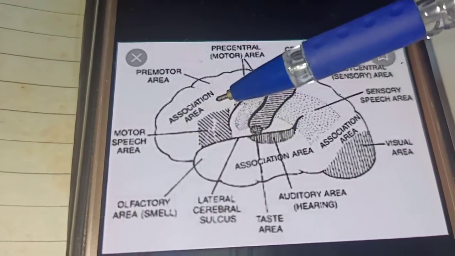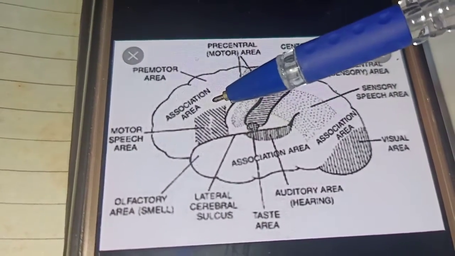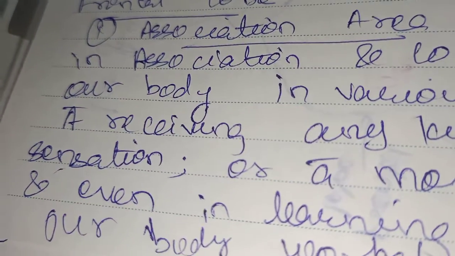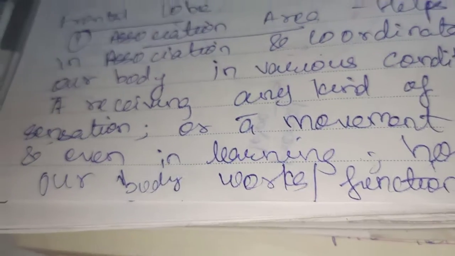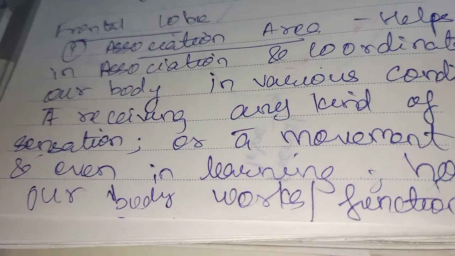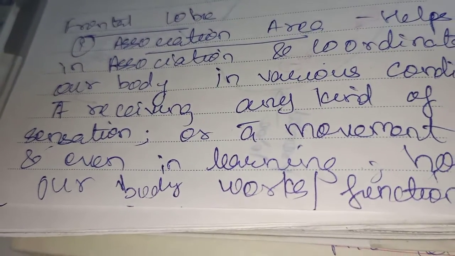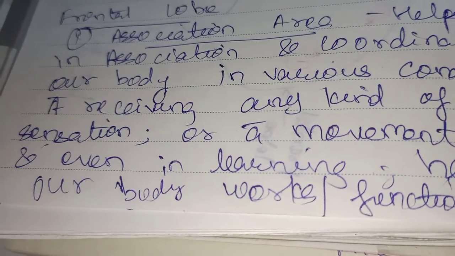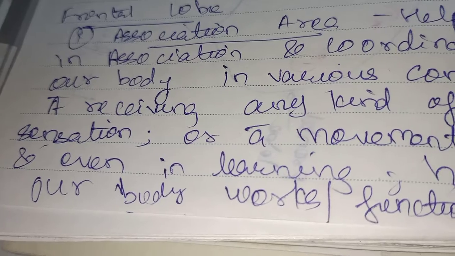The association area helps in association and coordination of our body in various conditions, after receiving any kind of sensation, after movement, and even in learning, how our body works and functions. So that is in the frontal lobe.